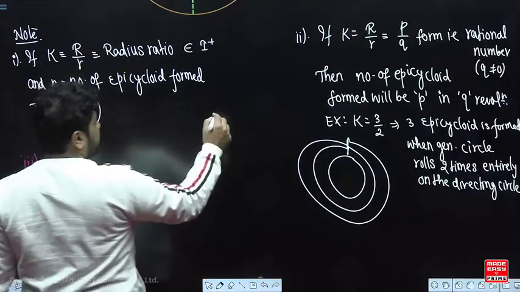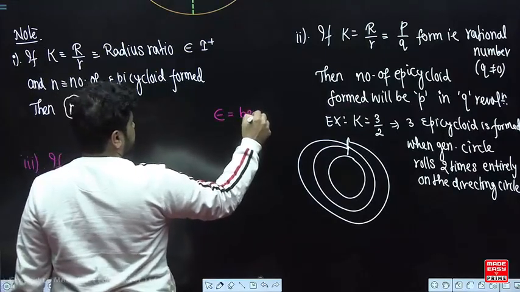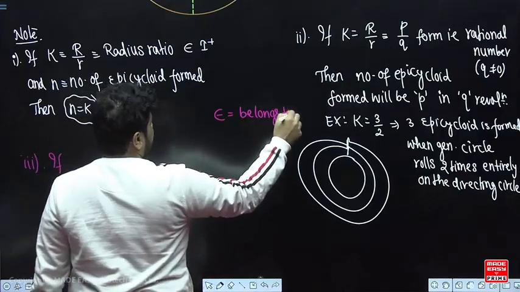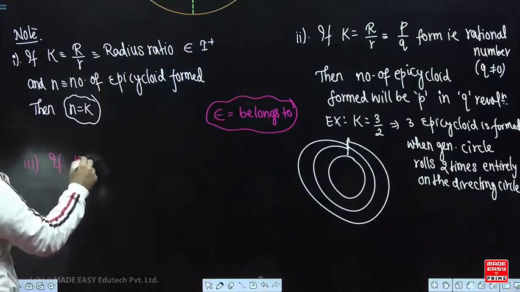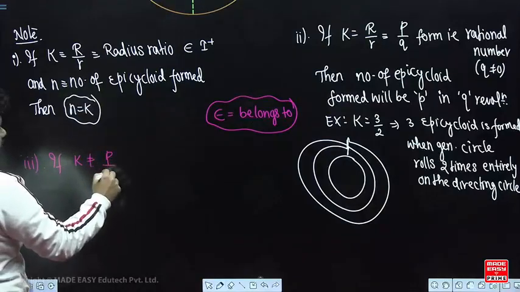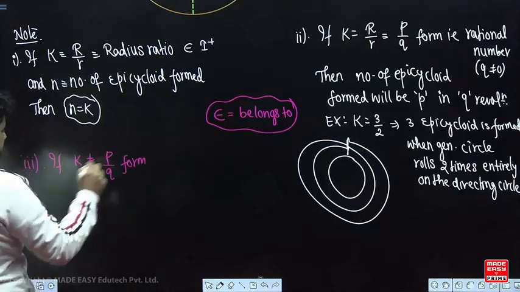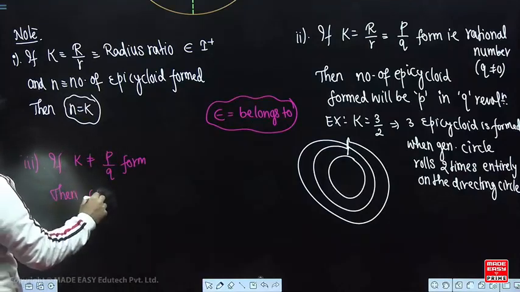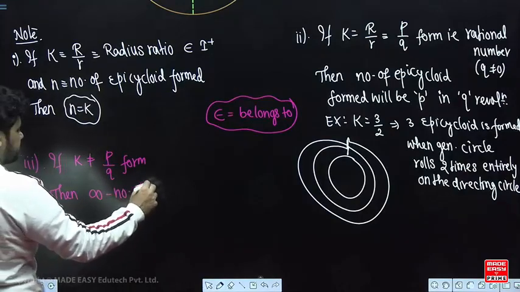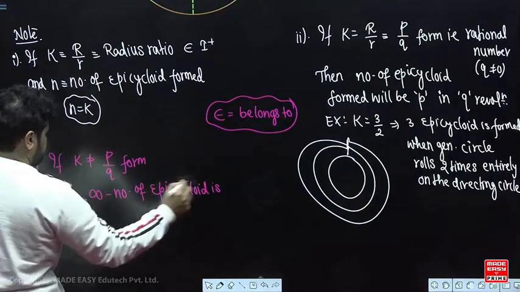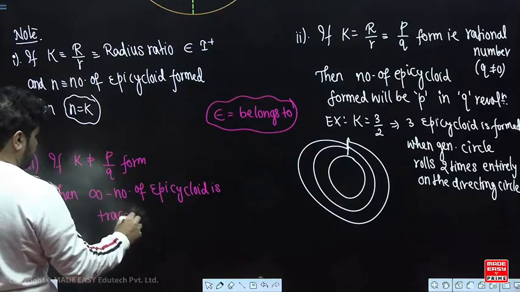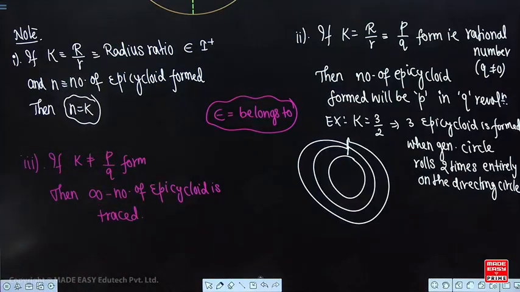दिस मीन्स बिलोंग्स टू, इसका मतलब क्या होता है? इसका मतलब होता है बिलोंग्स टू, है ना, मैथ्स में पढ़ा होगा आपने 11-12 में, बिलोंग्स टू। थर्ड, if k is not p upon q form, then infinite number of epicycloid is traced. Infinite number of epicycloid is traced. ठीक, तो हो गया, कहानी खत्म, अब तो कोई डाउट नहीं रहा। Isn't it? So I have given you the complete analysis.